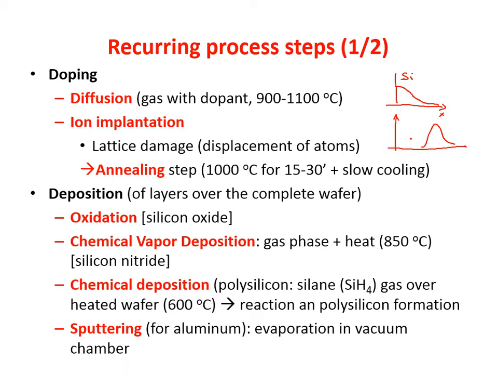And in order to repair the damage, you need to make a so-called annealing step. In the annealing step, you put the wafer in an oven at about 1000 degrees Celsius for a few minutes, between 15 and 30 minutes, and then you let it cool down slowly. And why does this work? Because when you heat the wafer, you put the atoms in vibration and in motion, and by vibrating, they recover the correct position in the crystal, and you have a repair of the old wafer crystalline structure. So, when you do an implantation, you always need a subsequent annealing step.